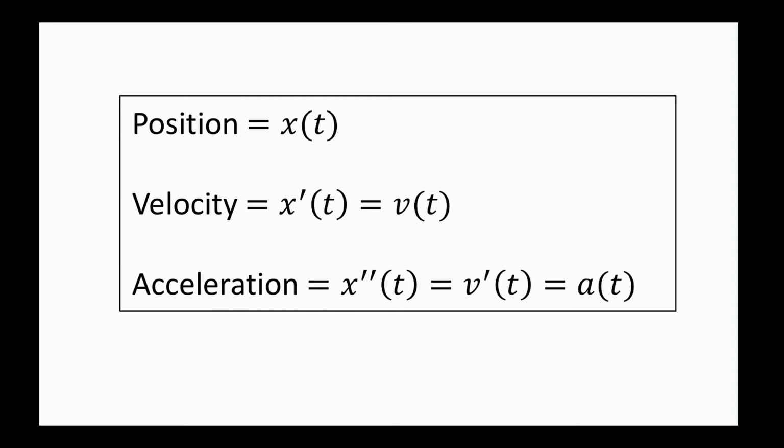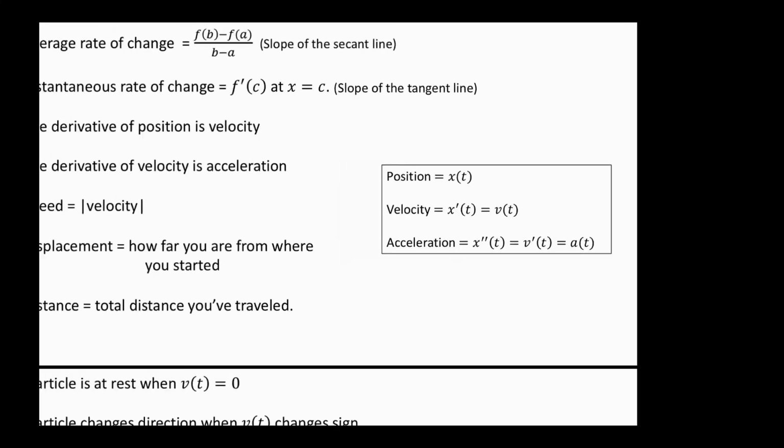So acceleration's got 3 names. The first name is the second derivative of position, or the first derivative of velocity, or just acceleration. Okay, so these symbols here, you're going to see a lot. That's what they are. Okay, so it's just kind of a reference page. Like I said, reference pages are huge in this one. All right.